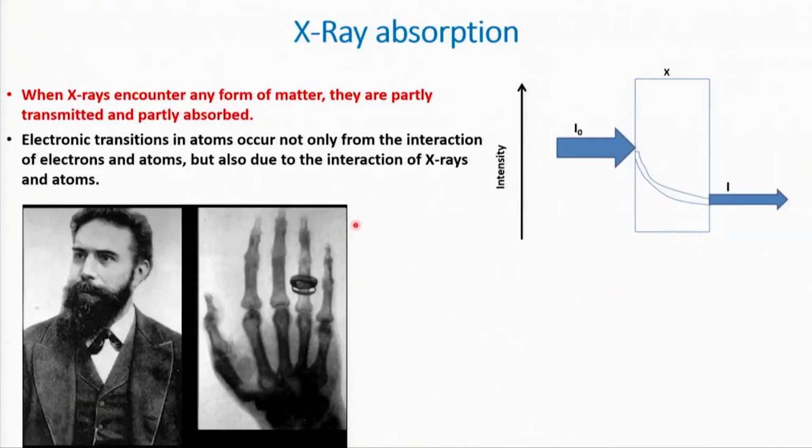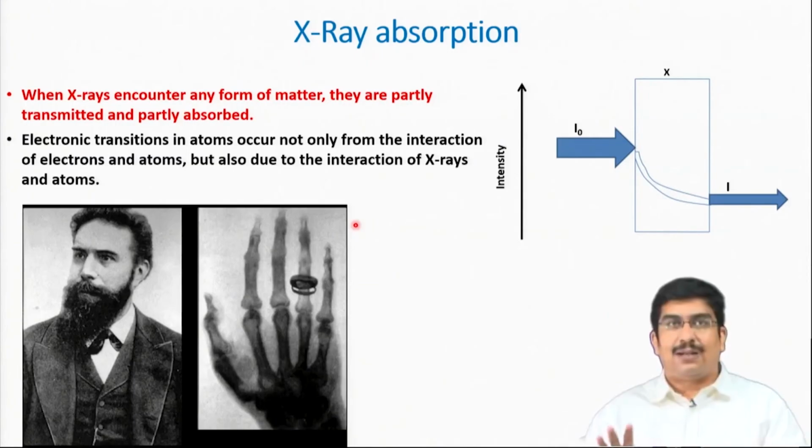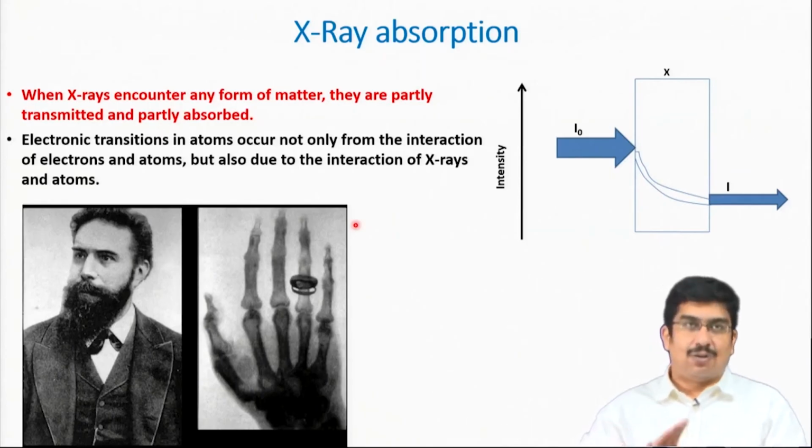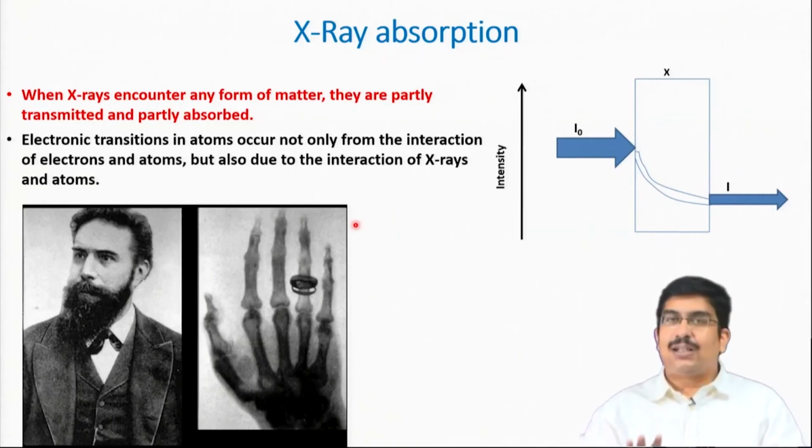So when an X-ray encounters any form of matter, part of it is transmitted and part of it is absorbed. And here, in the absorption part, I am talking about a continuous spectrum. I am talking about white radiation. I am not talking about characteristic X-ray. So I am talking just about white radiation X-ray with all possible wavelengths. Just the intensity is important here, not the wavelength of the X-ray signals. Okay. So when an X-ray encounters any form of matter, it is partly transmitted and partly absorbed by the material.